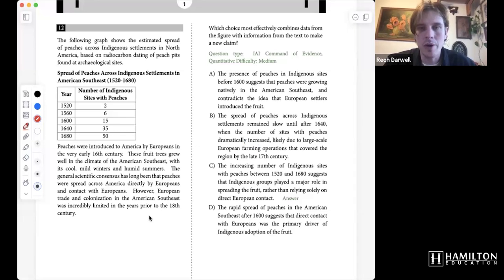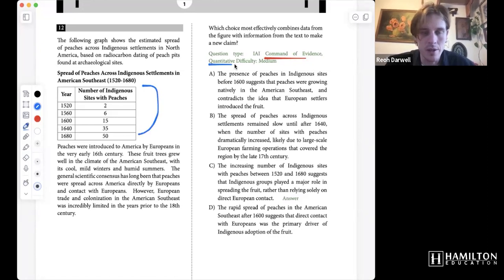All right, question 12, we have a command of evidence question using figures. So this is quantitative, meaning we have to look at this figure and make sense of what's going on. We are looking to combine data from the figure with information from the text to make a new claim. So what's the information in the text? We have to know that first.